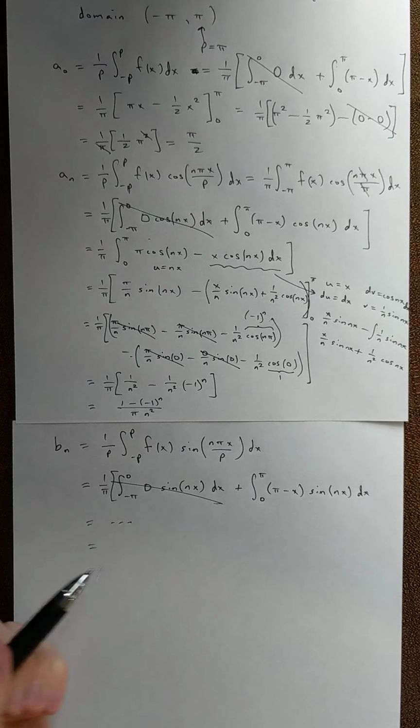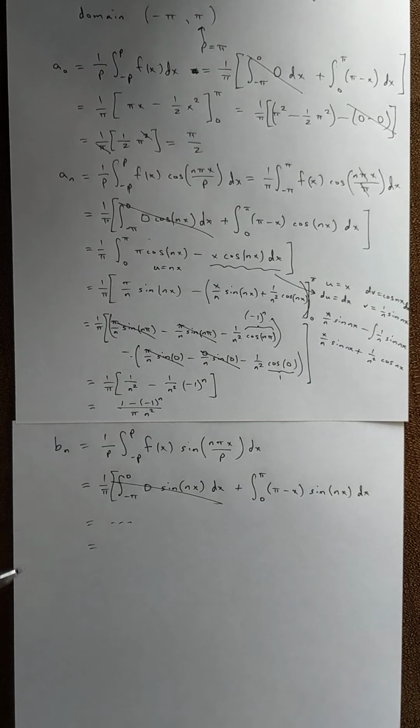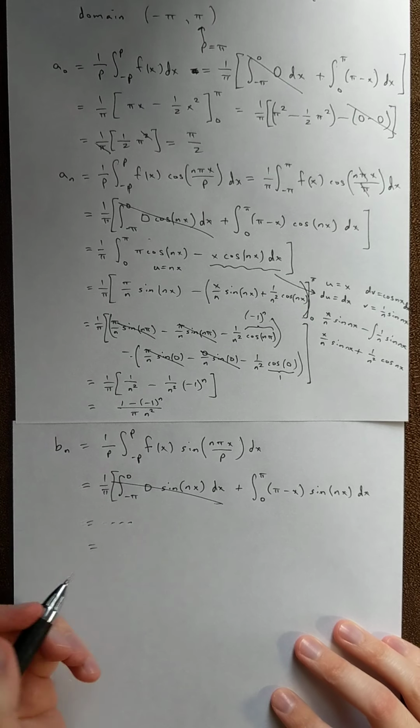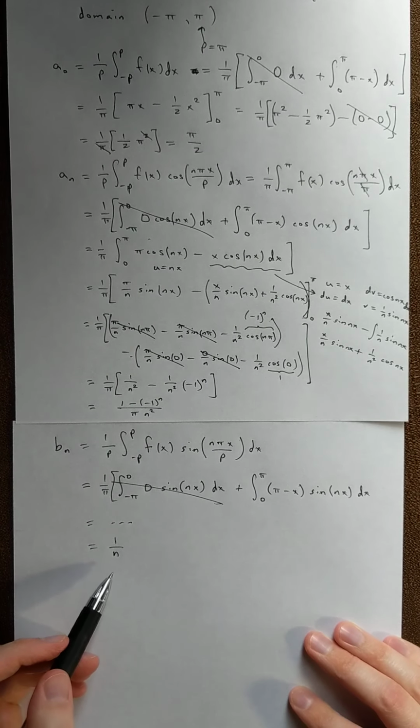This video has gone on long enough, and the integration here is going to be very similar to the integration we just did. The answer you should end up with is much simpler in this case. It actually has so much cancellation and ends up working out to 1 over n.